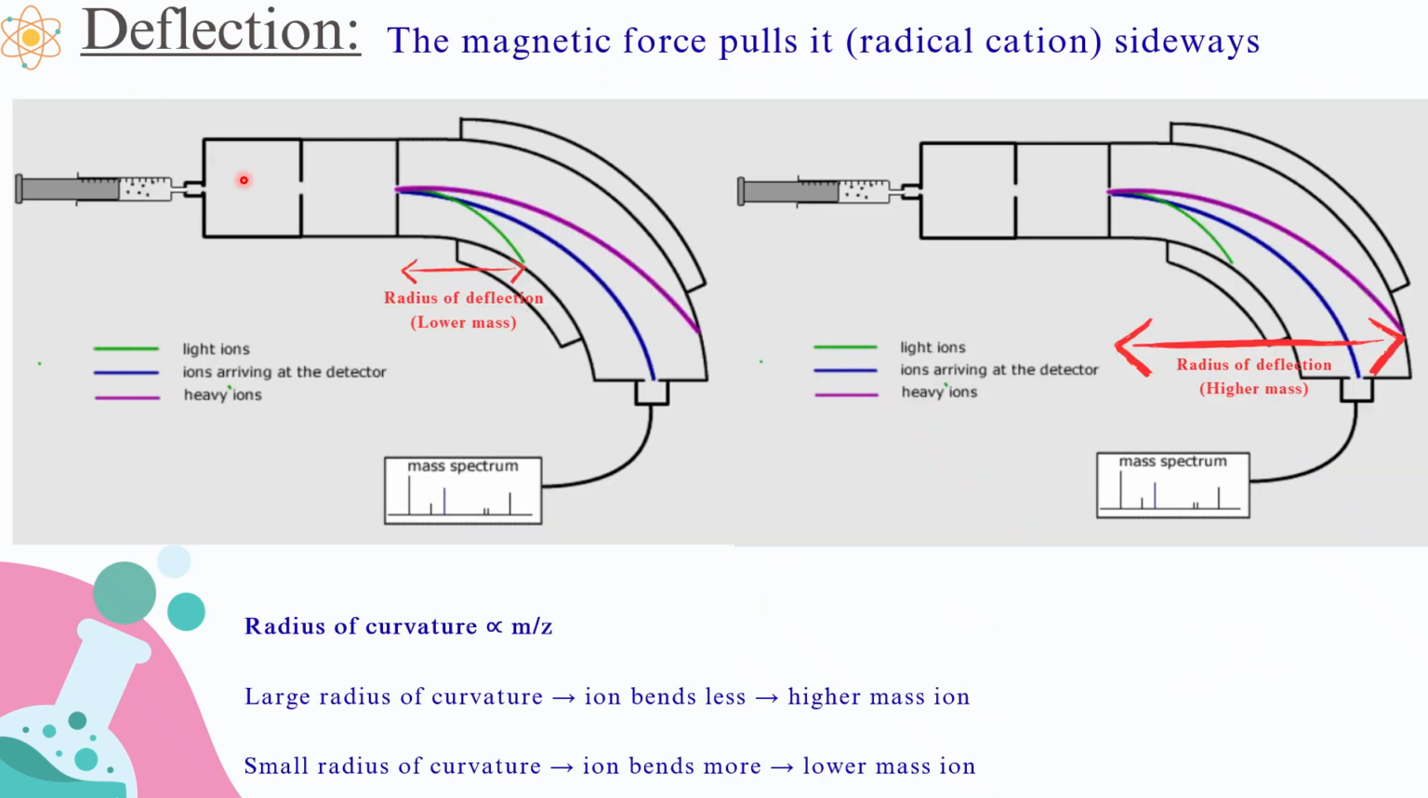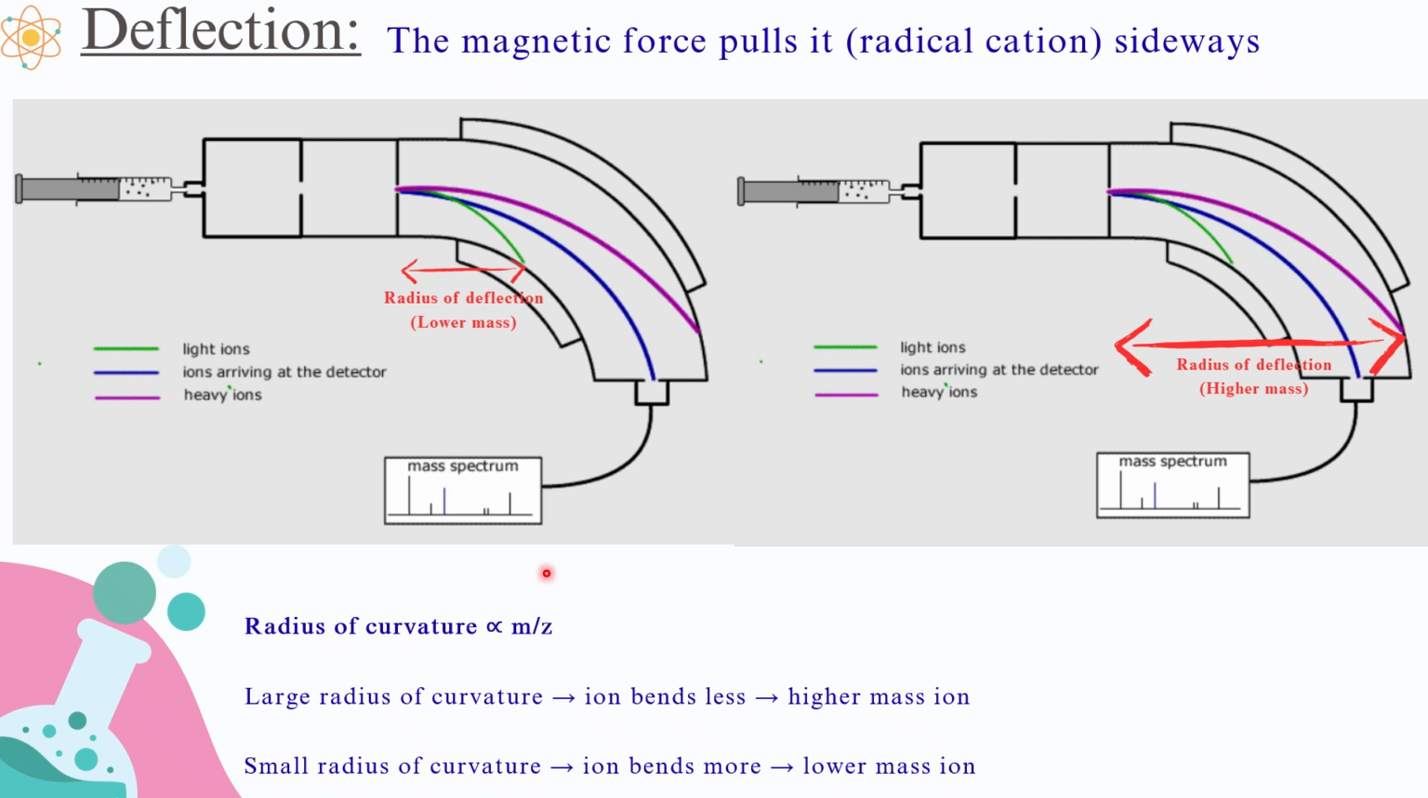Now let us discuss deflection in detail. When I use this term deflection, what do I mean by it? Deflection is nothing but when the magnetic field pulls a radical cation sideways. Suppose it is pulling it easily, this means the radical cation is getting bent easily and deflected easily. Hence we will say that the deflection is more. And suppose the radical cation is very heavy and it is very difficult for the magnetic field to pull it sideways, hence instead of getting bent it will go almost in a straight way and get into the detector. Hence we will say that the deflection of that particular radical cation is very less.